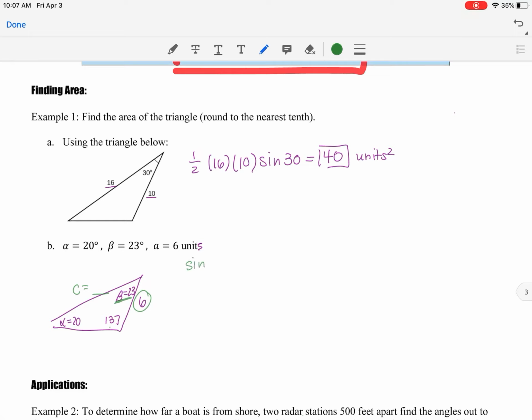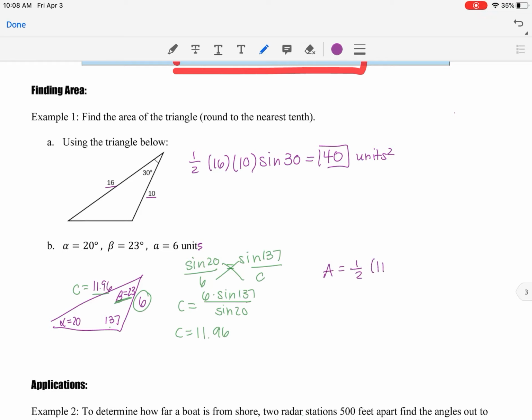So here, before I get going with the area, I first have to use my knowledge that sine of 20 over 6 equals sine of 137 over c, and I've got to solve for c. Think about cross multiplying, but I think you picked up that c equals 6 times sine of 137 divided by sine of 20. So you end up that c is equal to 11.96.